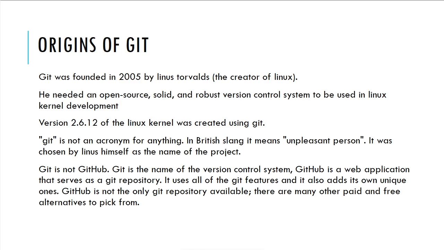And finally, it's worth noting that Git is not GitHub. They are two different, however, very closely related products. Git is the name of the version control system that we are studying in this course, while GitHub is a web application that serves as a Git repository. It uses all of the Git features, and it also adds its own unique ones. GitHub is not the only Git repository available. There are many other paid and free alternatives to pick from. However, in this course, we have chosen to study GitHub, as it is one of the most popular Git repositories out there.